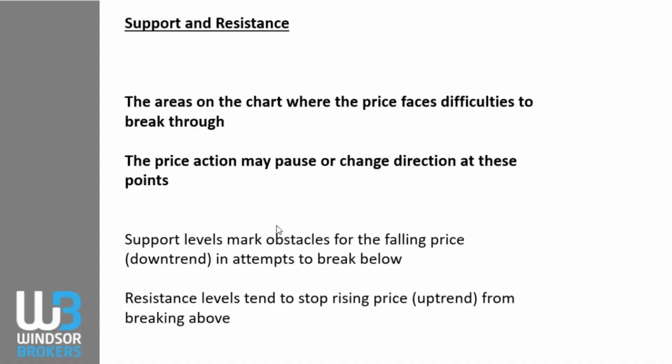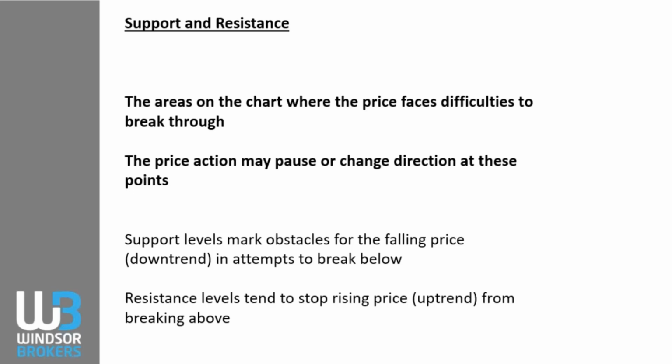So the definition of support and resistance is that these are the areas in the chart where the price faces difficulties to break through. When the price action moves in either direction, whether it's an uptrend or downtrend, it just changes the name of the significant level. Support usually makes an obstacle to the downtrend, and resistance is the obstacle in the opposite direction, so in an uptrend. Once the price approaches these levels, it could pause there.